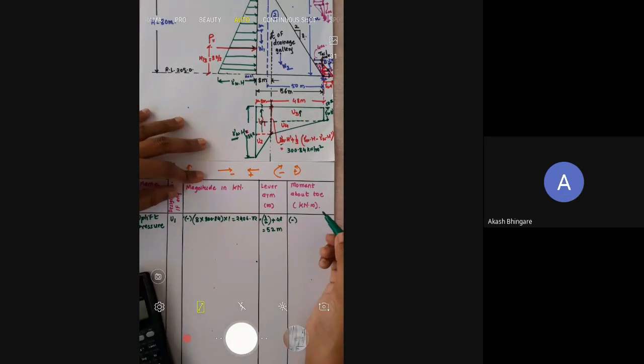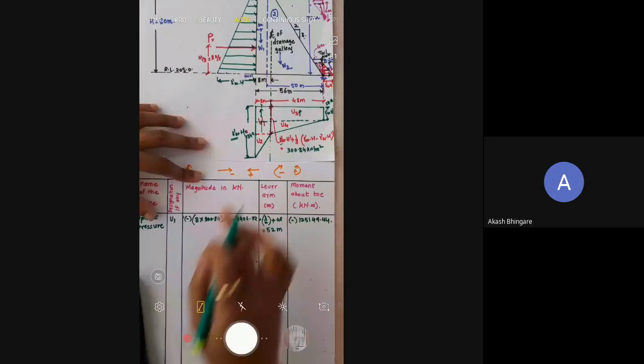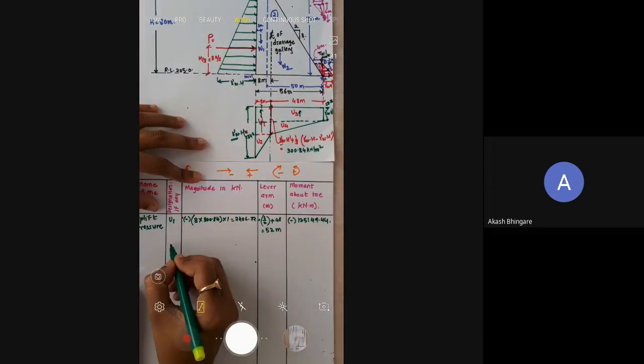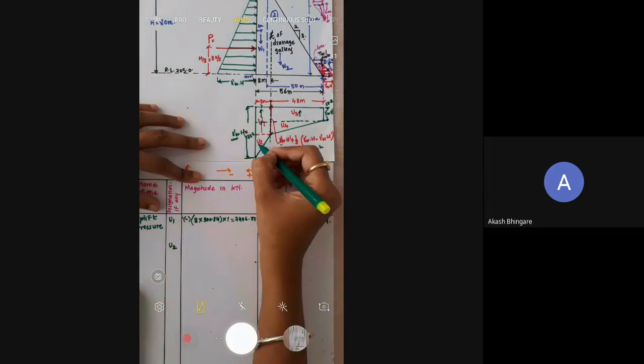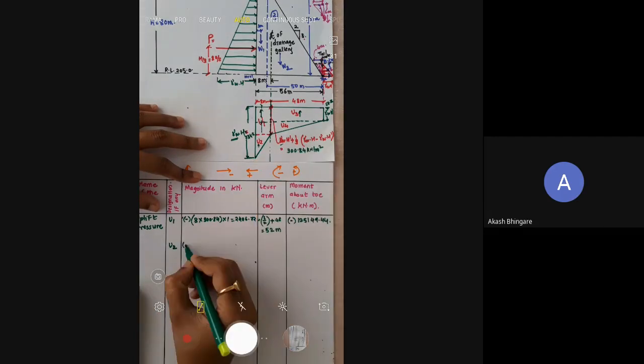Force into lever arm distance, into 52. Yes. 125,194.49.44. Okay. So this is for the first force. Similarly, we'll go for U2 now. So U2, again this is the uplift force acting vertically upward, therefore minus sign.